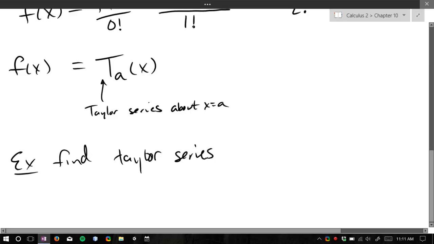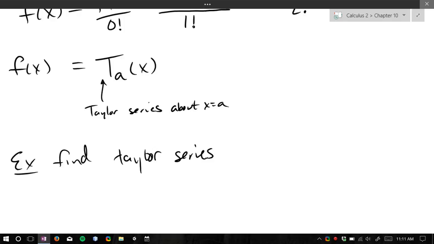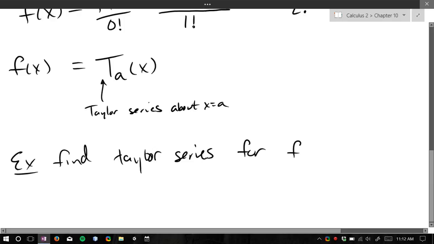So we'll try to find the generic Taylor series. If that looks too hard, we'll just find the first three terms. We'll probably be good enough to see the pattern happening. So find the Taylor series for f of x as 1 over x, which you could write as x to the negative first. You're going to be taking derivatives.